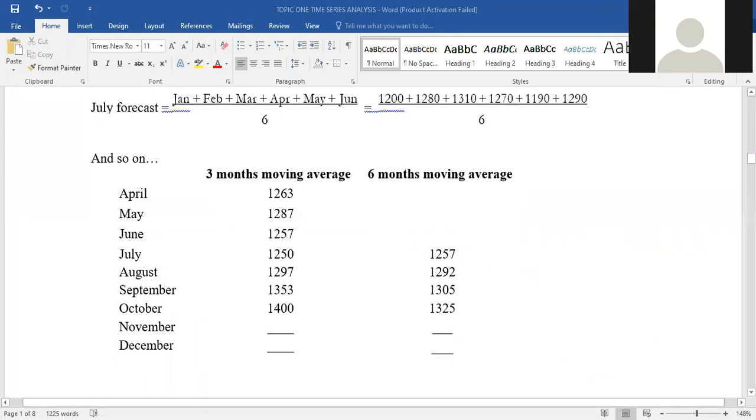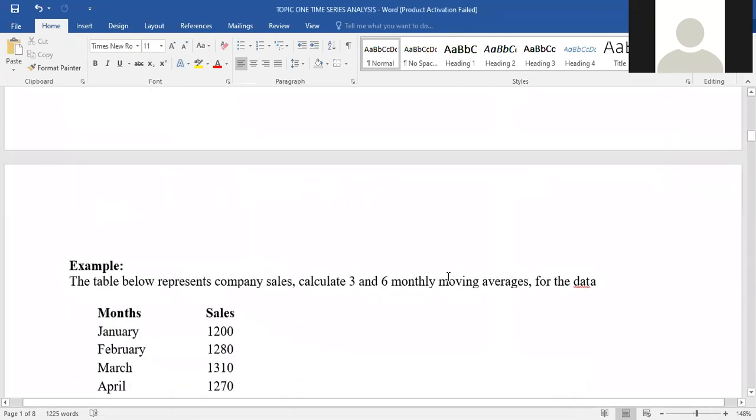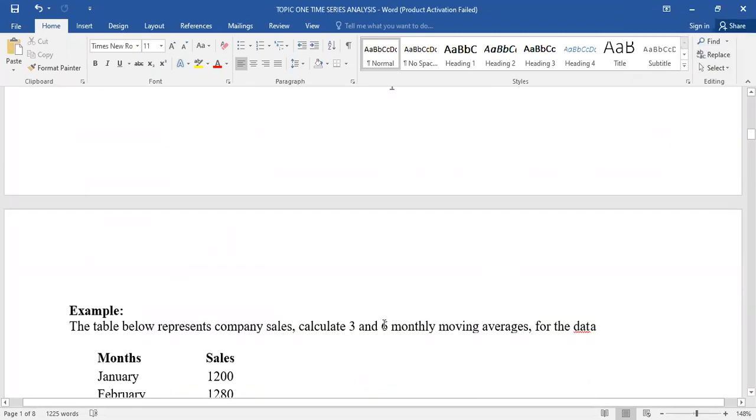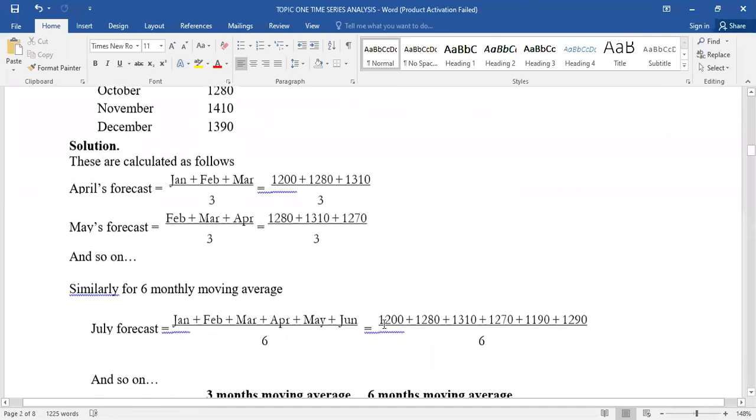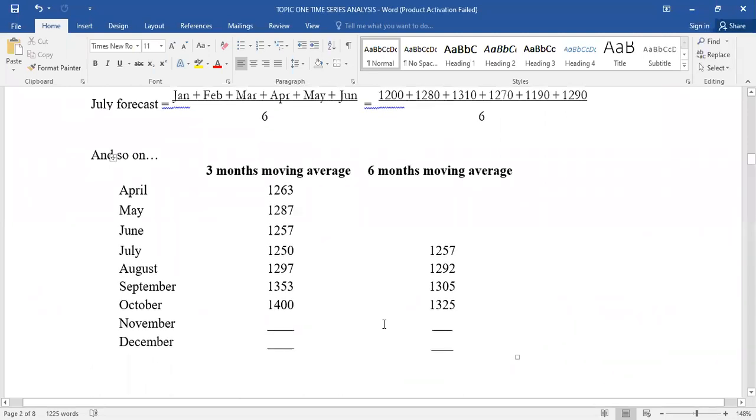Just take the 3 monthly moving average and the 6 monthly moving average, and you get them for the months of November and December. Once you get the answer, you unmute. Some people can start with December, others can start with November, so that we go together.